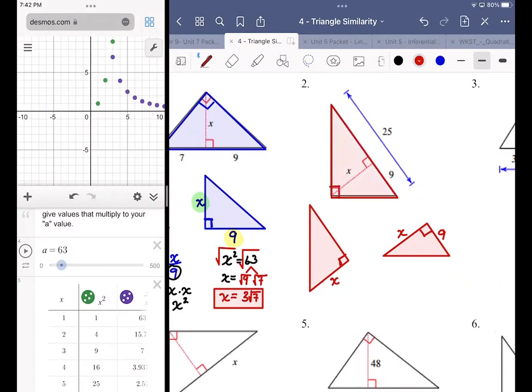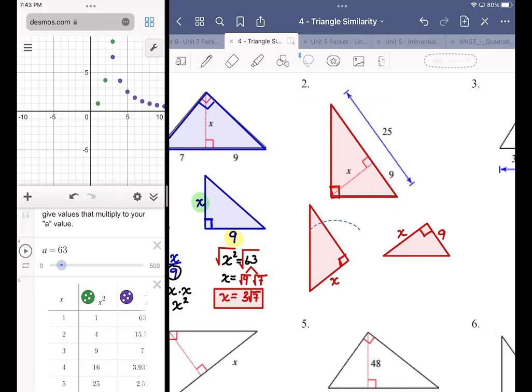All right. So this one, the big one, I don't know the vertical side. I don't know the horizontal side. I do know the hypotenuse, which is wonderful, but I don't know anything else. So that's not going to be helpful. And so I'm going to leave that alone.